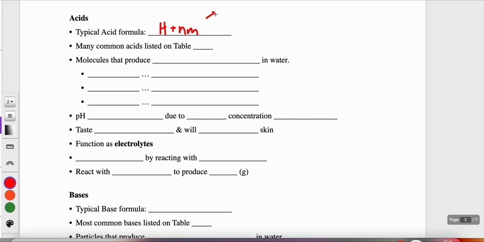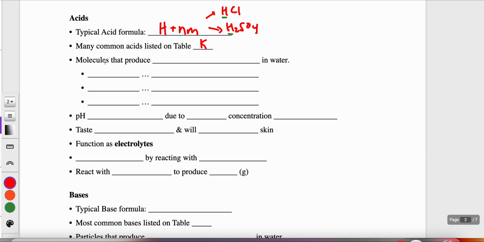So we could see something like HCl versus H2SO4. But because both of these chemical formulas start off with hydrogen followed by nonmetals, we're going to recognize that these can function as acids. The acids that you need to be most familiar with, common acids, are listed on our reference table K, where you will find chemical formulas and their names.